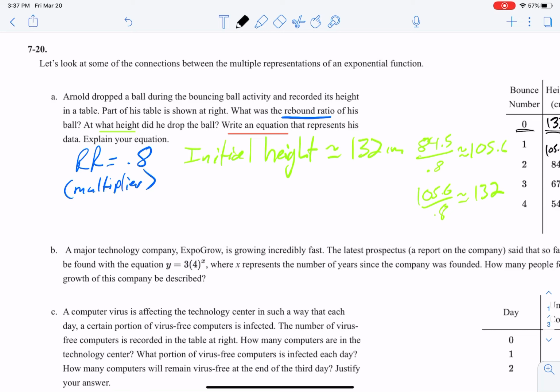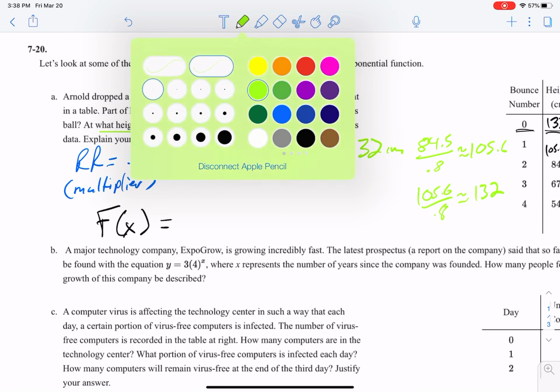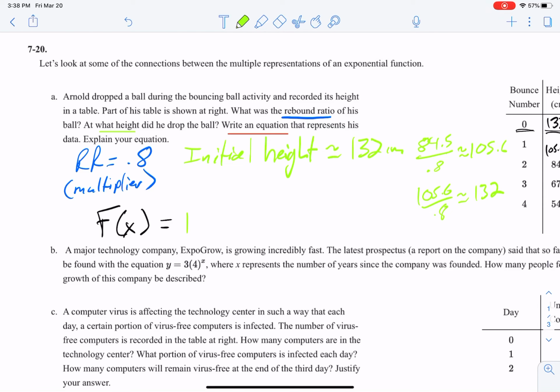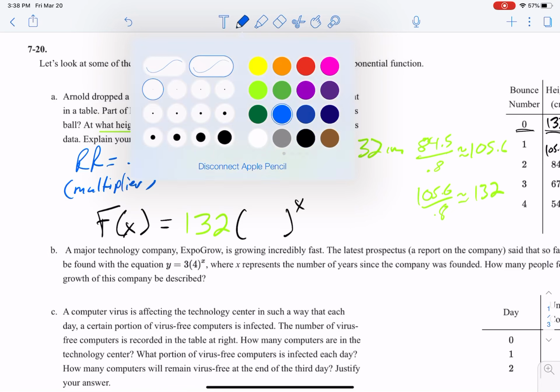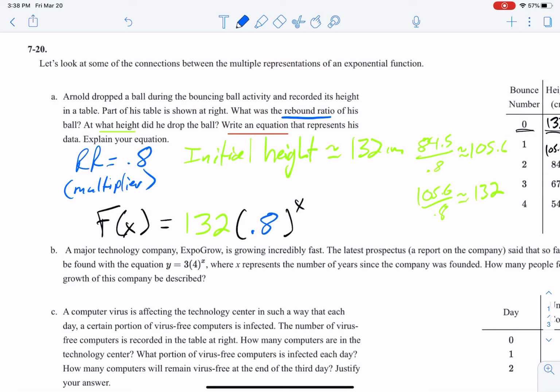Hopefully you were able to find that our function f of x equals our initial value, 132, times our multiplier to the power of x. Our multiplier is our rebound ratio, 0.8. And there you go.